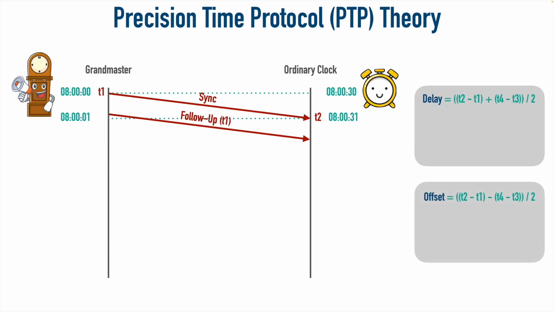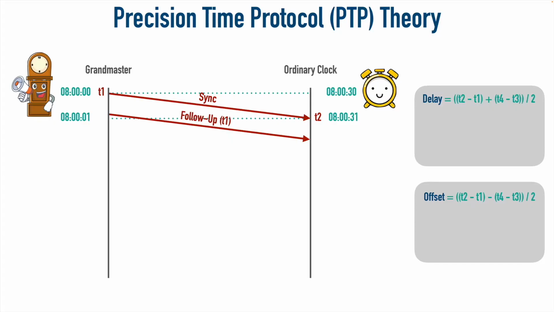We're going to have 4 variables. We already know 2 of them. We know that the Grand Master sent this sync message at 8 o'clock and 0 seconds. So that's T1. The ordinary clock received the sync message, according to the ordinary clock, at 8 o'clock and 31 seconds. But how do we get the values of T3 and T4?